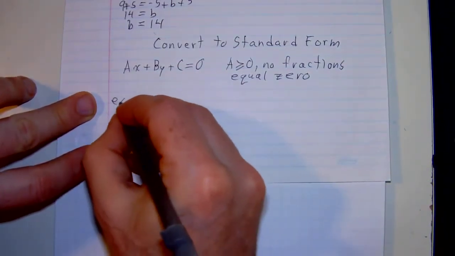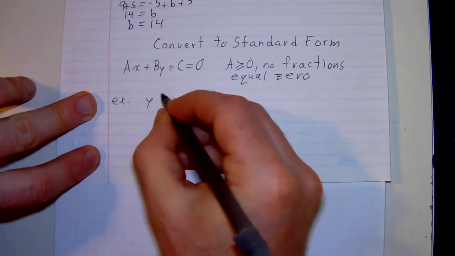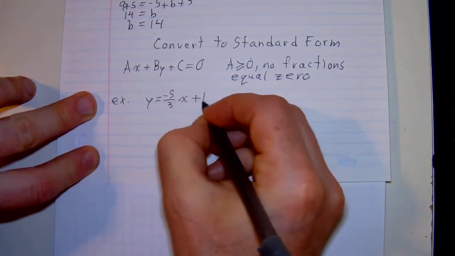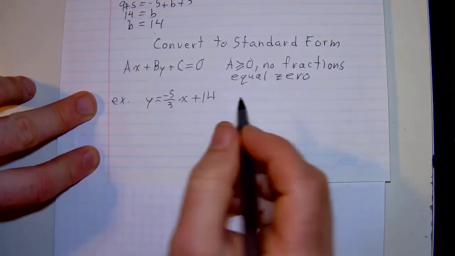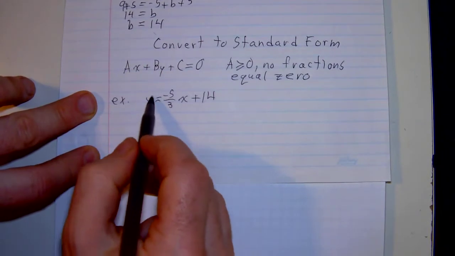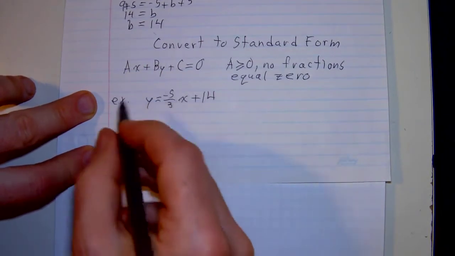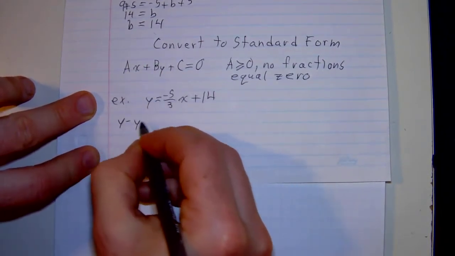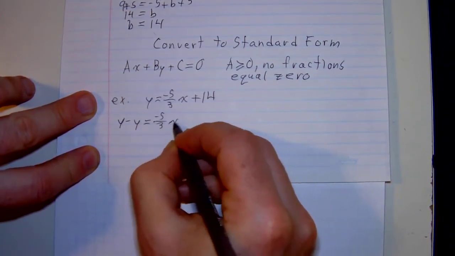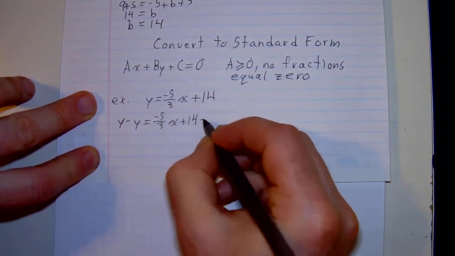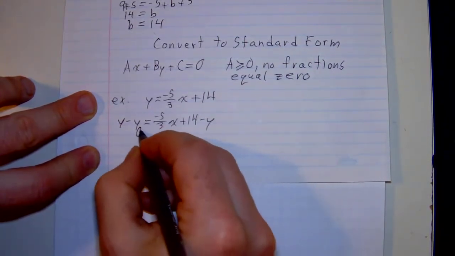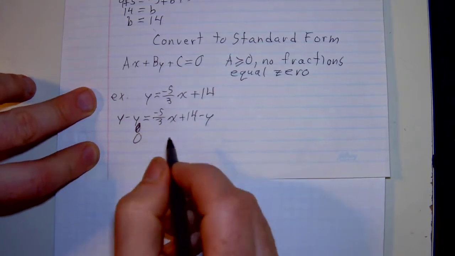So let's look at an example. Why don't we take the one we just looked at, y equals negative 5/3 x plus 14. I want to turn this into standard form. So the first thing I want to do is get it equal to 0. But right now there's a y over here, so I'm going to subtract y from both sides. Negative 5/3 x plus 14 minus y. Y minus y is 0, which is exactly what we want. I'm going to actually skip a line here.